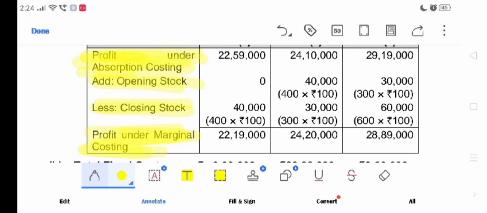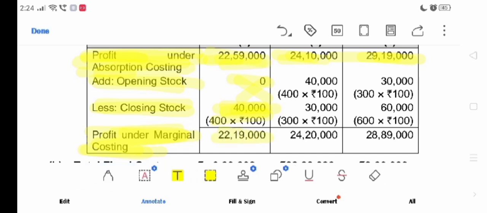Okay, profit under absorption costing. You see the table and copy the same profits under absorption costing. These are the values. Okay, now is there any opening stock for April? No, so 0. Okay, now the closing stock is 40,000. We have calculated above, so from the above figures only I'm taking. So 40,000. If we deduct this 40,000 from 22 lakh 59,000, it comes to 22 lakh 19,000.